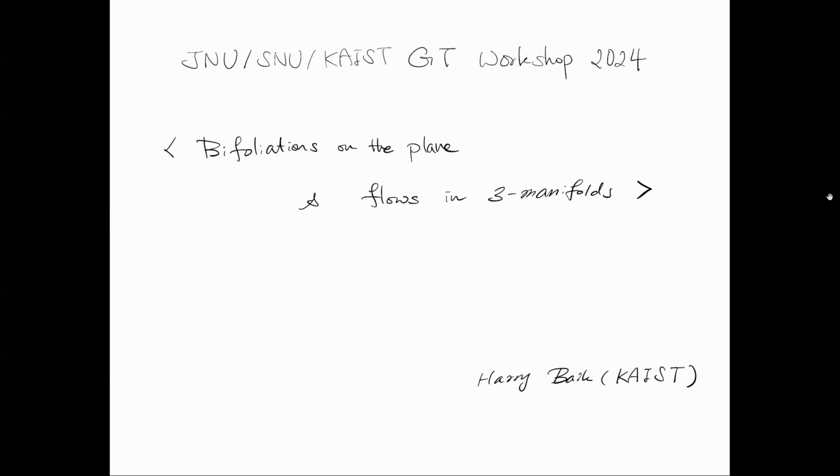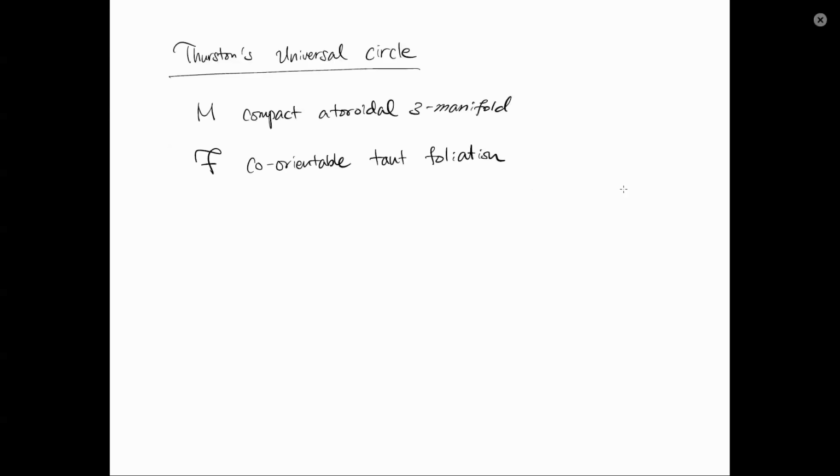Today I'm going to talk about bifoliations on the plane and flows in three-manifolds. Here, a bifoliation means you have two foliations in the plane. I'll talk about the definition in a minute. As a motivation for the whole theory in this direction, there is the so-called Thurston's universal circle theorem.